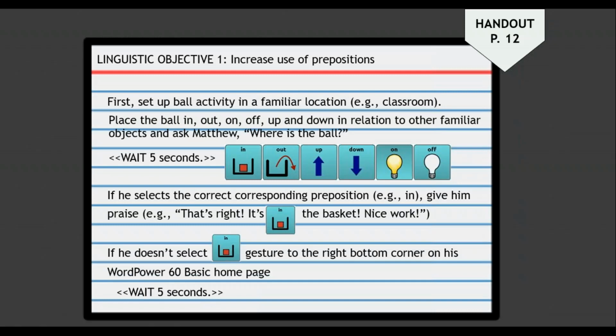In this specific example, the cue card reads how to set up the activity. So first you set the ball activity in a familiar location, you place the ball in, you ask Matthew, where's the ball? And then it shows you how to cue and prompt from there. Here's your wait time, wait 5 seconds. And then it shows you what to do if he selects the preposition or if he doesn't. What do you do to help cue him from there? So this is just one option that you can use with your team.